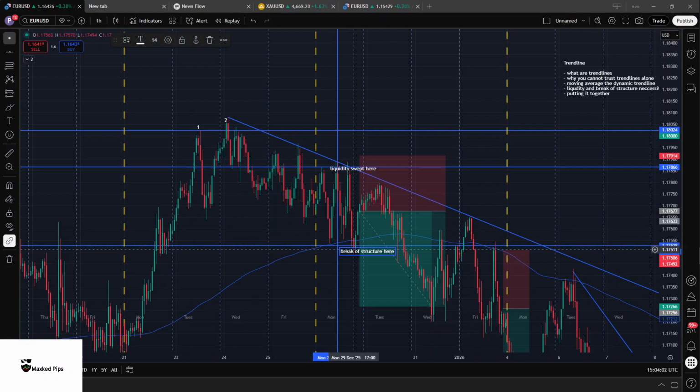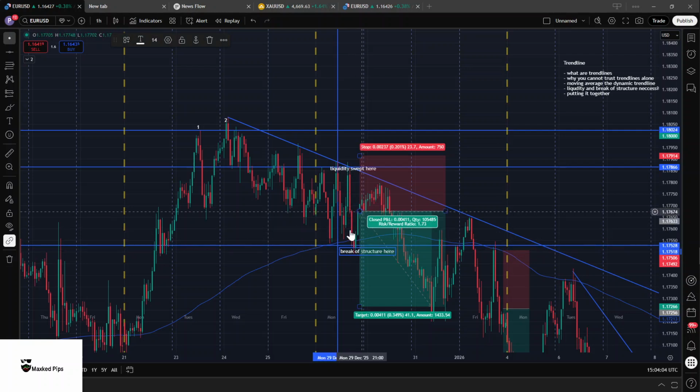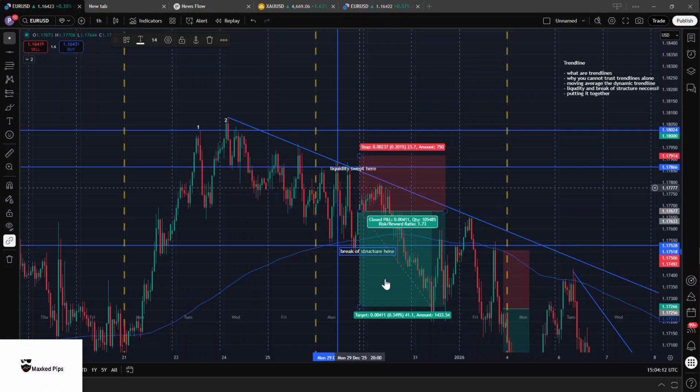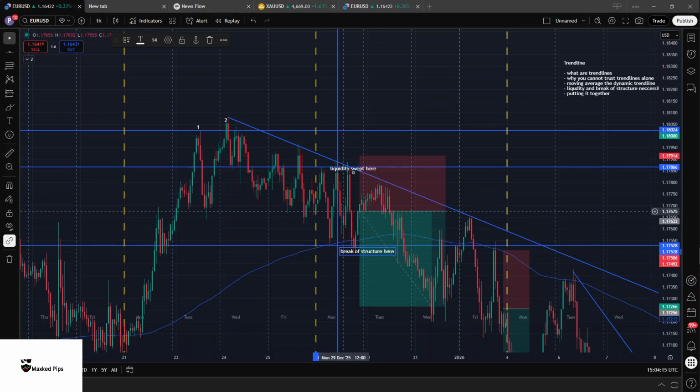So after the breakup structure occurred, then you can wait for price to go back into and close this space here, which is the FVG. And once price goes there, you can then take your sell, and that is the best way to use it. That's the best way to turn your trend line strategy into a system, by using liquidity of the market and by waiting for a breakup structure and then a retest at the FVG, and then you take your trade.